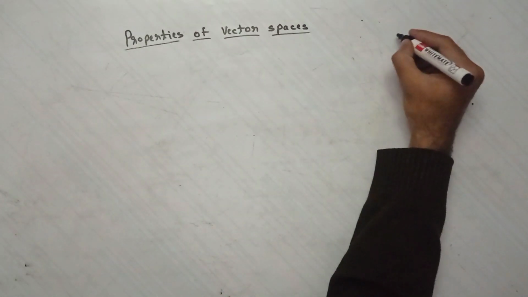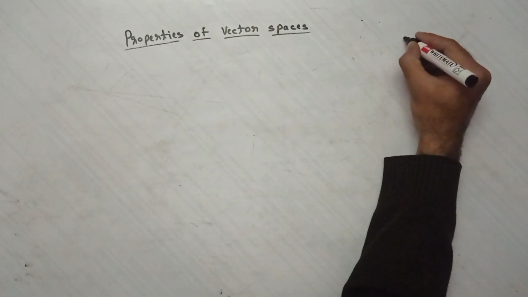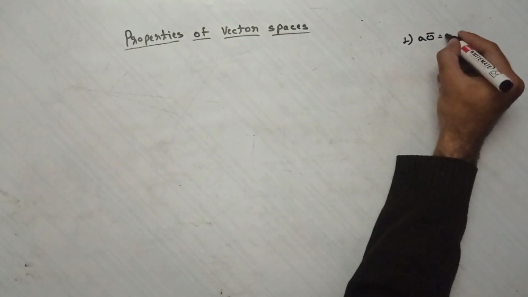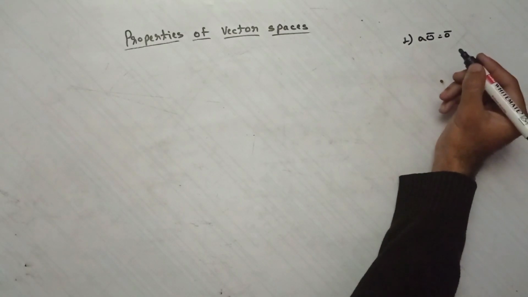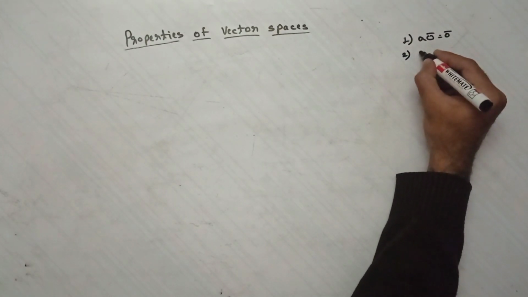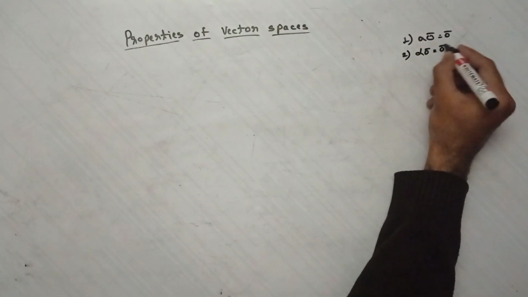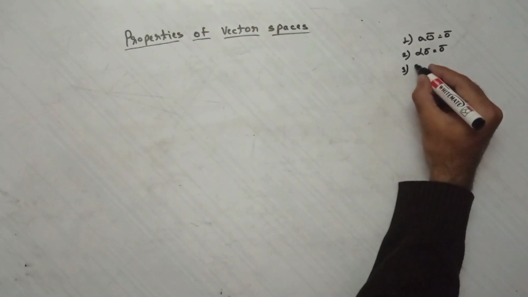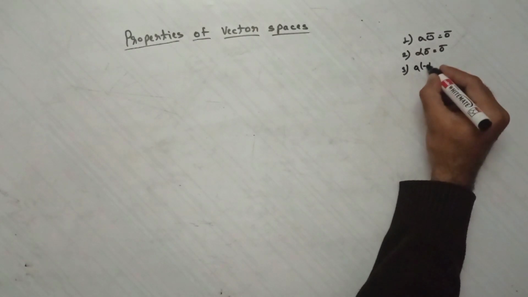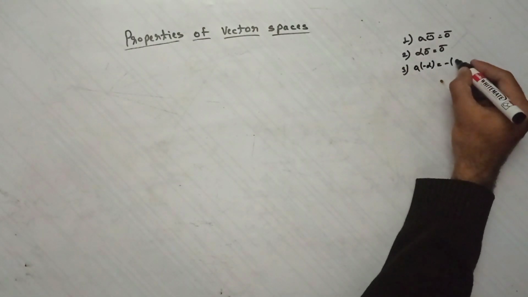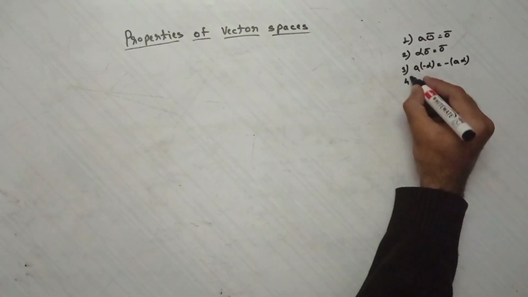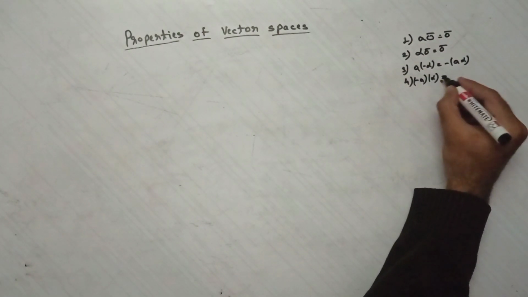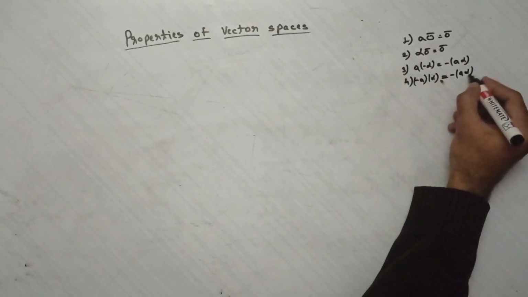In the previous lecture, we proved some properties for vector spaces. We can write them like this: zero vector times a equals zero vector. The second one is alpha times zero vector equals zero vector. The third one says that a of minus alpha equals minus of a alpha. The fourth one is minus of a alpha equals minus of a alpha.